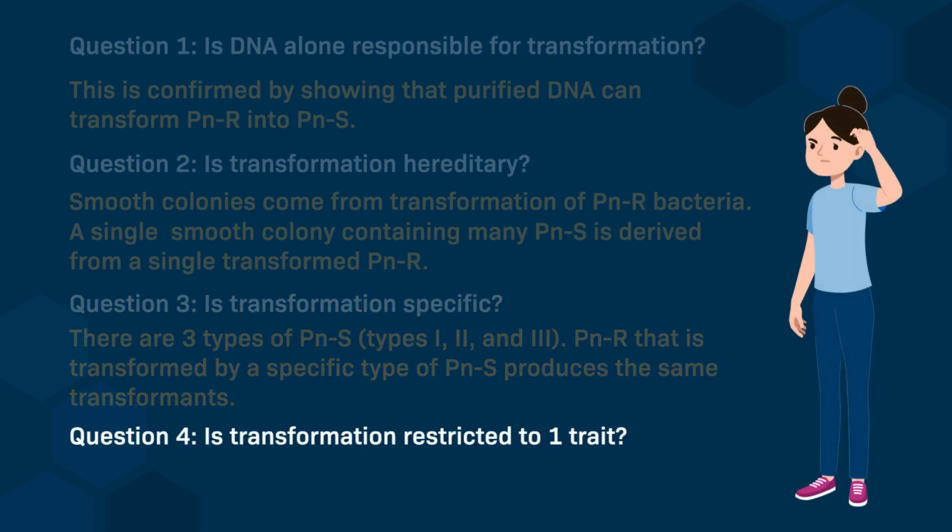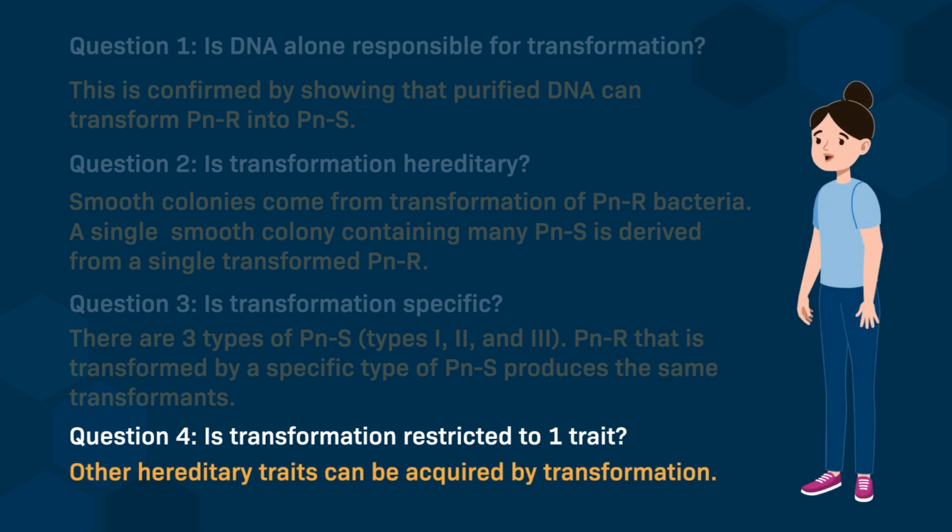The fourth question considered whether the transformation is restricted to one phenotype, specifically in terms of pathogenicity or the ability to form smooth colonies. The experiments showed that traits other than pathogenicity could be acquired through transformation, such as resistance to antibiotics, metabolism of specific sugars, and the ability to synthesize specific proteins. Therefore, the transformation is not restricted to one phenotype.